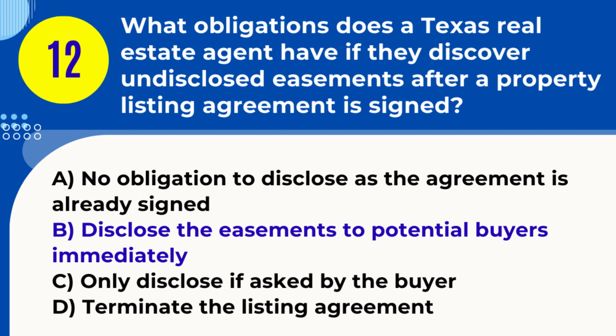Explanation. A Texas real estate agent is obligated to disclose any material facts, such as undisclosed easements, to potential buyers as soon as they are discovered, regardless of when the listing agreement was signed.